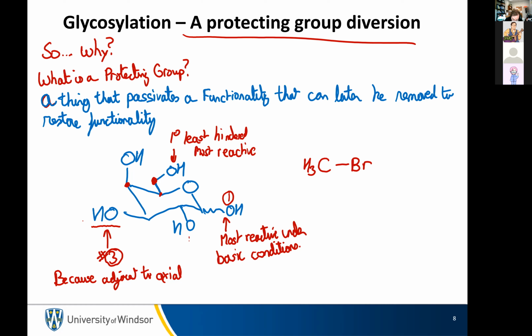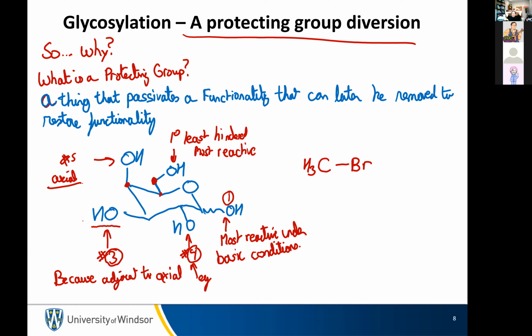Which makes this one number 4, because it is also equatorial. And this one is number 5 because it's axial. That being said, everything I've written there is a true statement. But it's statistics. Good luck differentiating between numbers 3, 4, and 5. They're so close. Yeah, there's a difference.